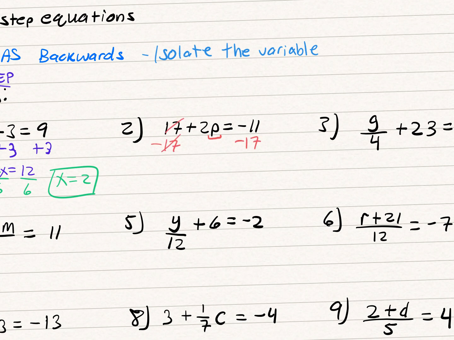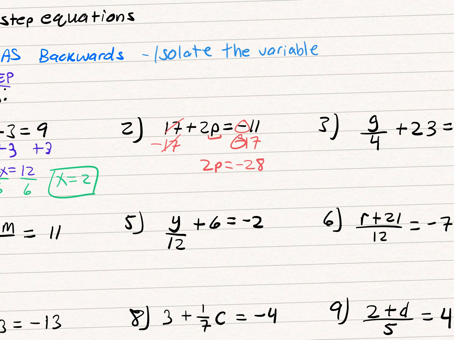And then 17 minus 17 goes away. So we get 2p equals negative 11 minus 17. They have the same sign. They're both negative. So we want to add them and keep the sign, right? So 11 plus 17 is 28. And they're both negative, so it's going to be a negative 28.